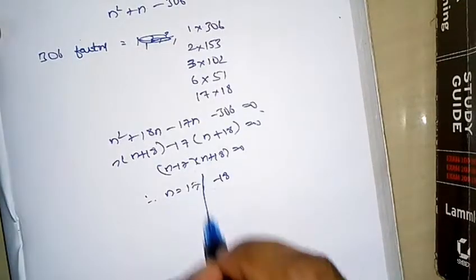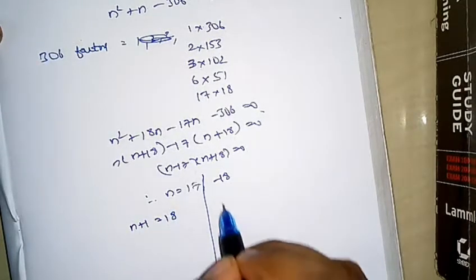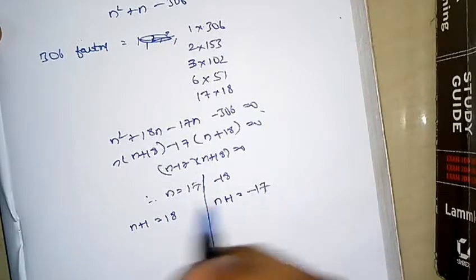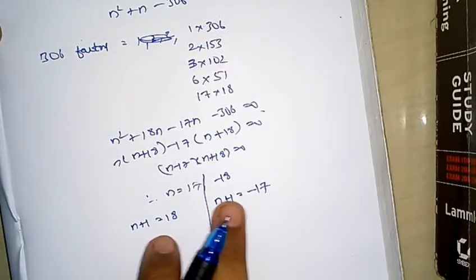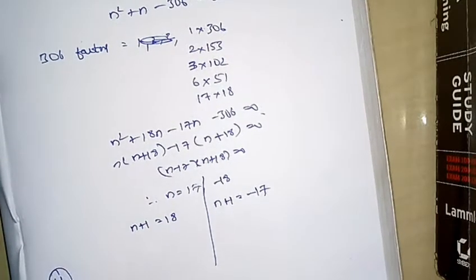So if n is equal to 17, you get n plus 1 is equal to 18. Or if n is equal to minus 18, you get n plus 1 is equal to minus 17. So these are the numbers: 17, 18 or minus 17, minus 18 are the required numbers. That's all. Fourth question.